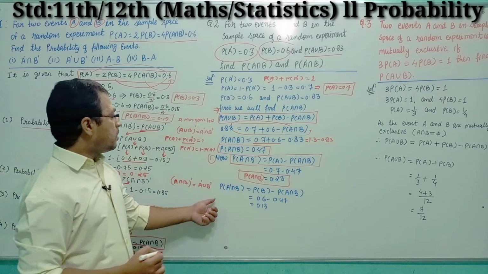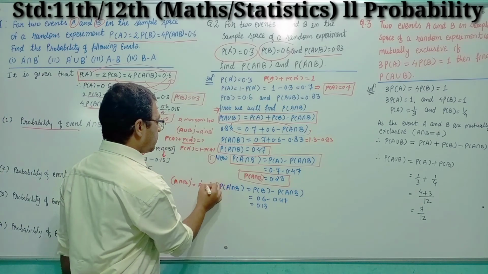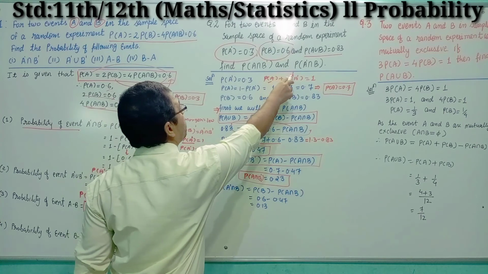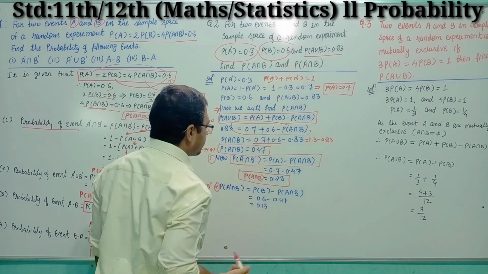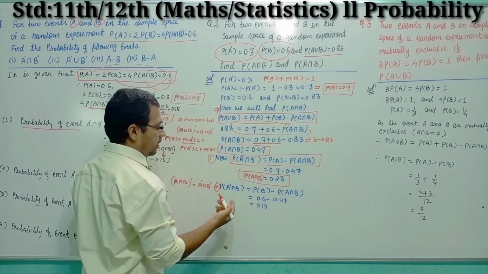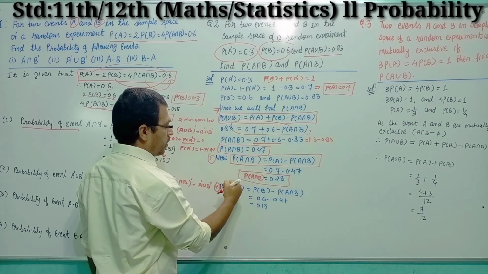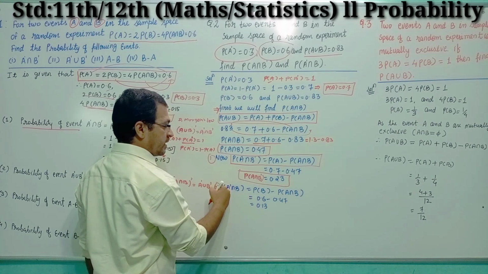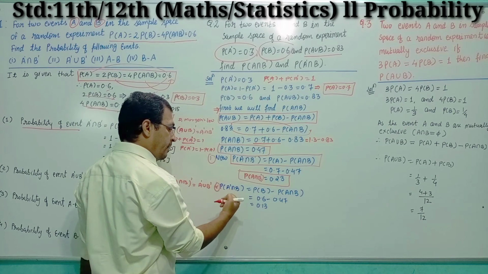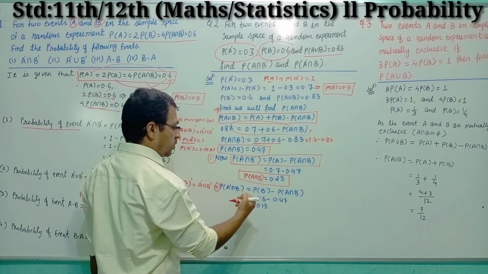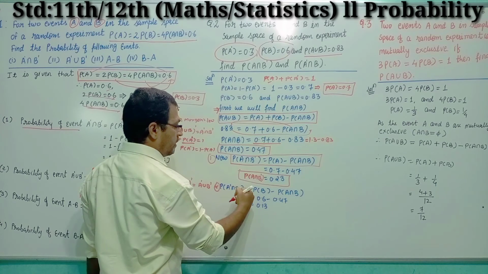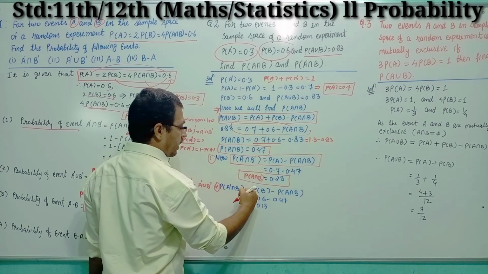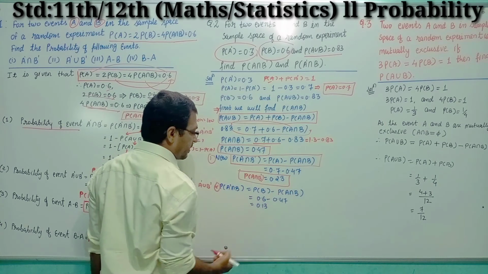Okay, now the second one, we want to find out P of A dash intersection B. This is similar to the first one. So here we will write what? We don't want to include A dash. A dash means what? The element of event A. So these terms will be subtracted, P of B minus P of A intersection B.